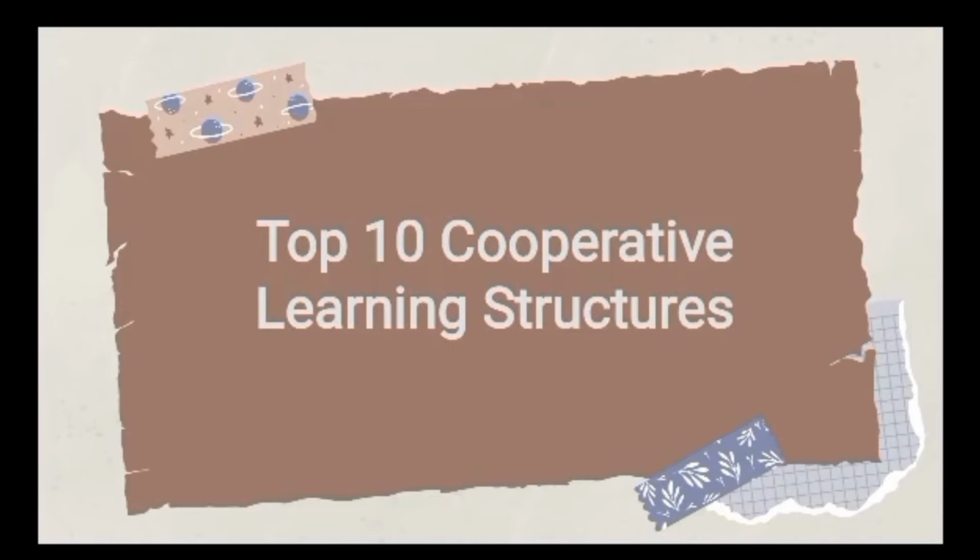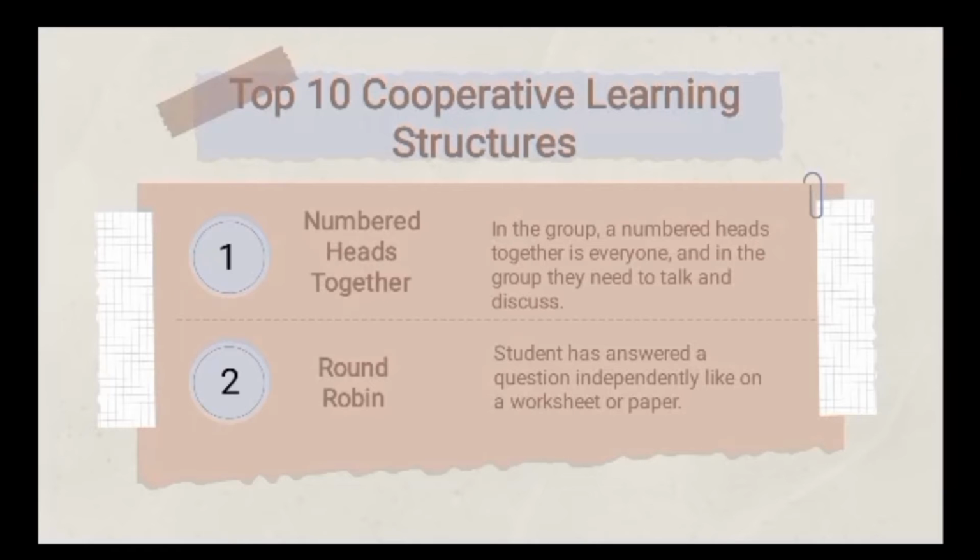Now, we will proceed to the top 10 cooperative learning structures. First, we have numbered heads together. In the group, everyone needs to talk and discuss. Next, we have round robin. Student has answered a question independently, like on a worksheet or paper.